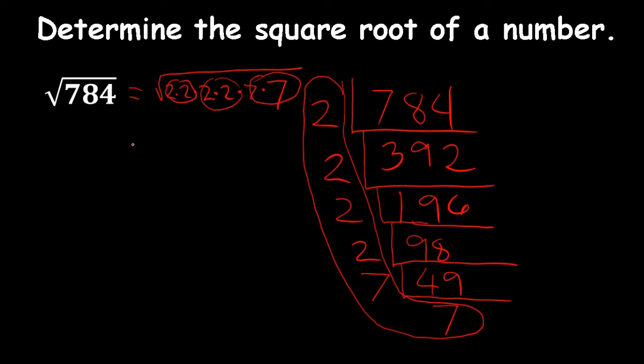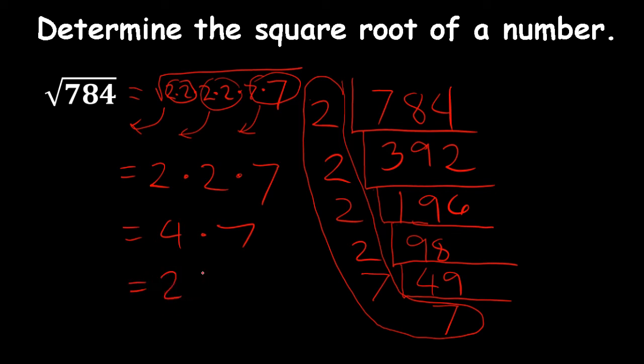So that equals 2 times 2 times 7. Let us multiply 2 times 2 and times 7. 2 times 2 is 4, times 7 is 28. Therefore, the square root of 784 is 28.